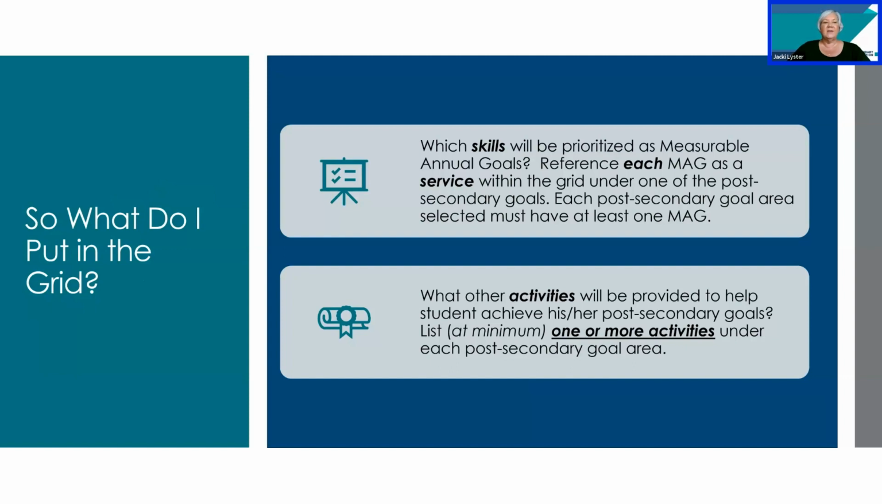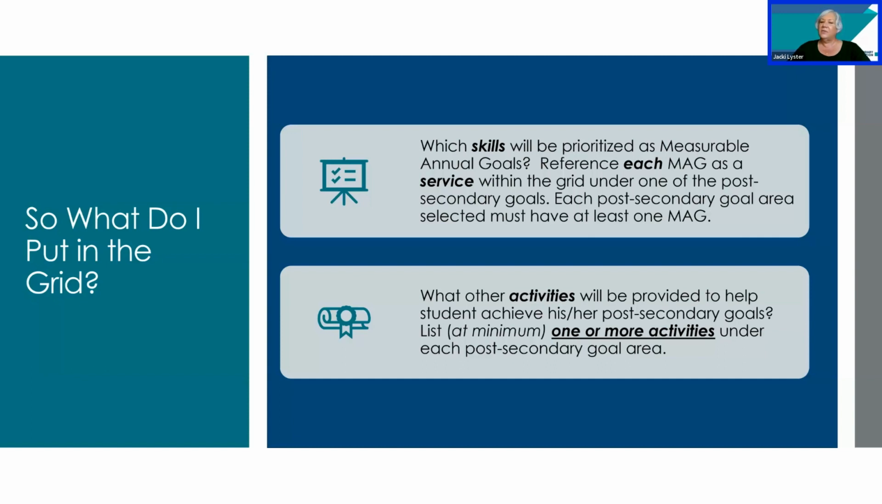So you may be asking, where do I put these in the grid? The IEP team should determine which skills need to be prioritized and therefore need to become measurable annual goals. Once they are prioritized, each of these measurable annual goals should be referenced as a service within the grid under one of the post-secondary goals. And just a reminder that each post-secondary goal area that is selected must have at least one measurable annual goal attached to it.